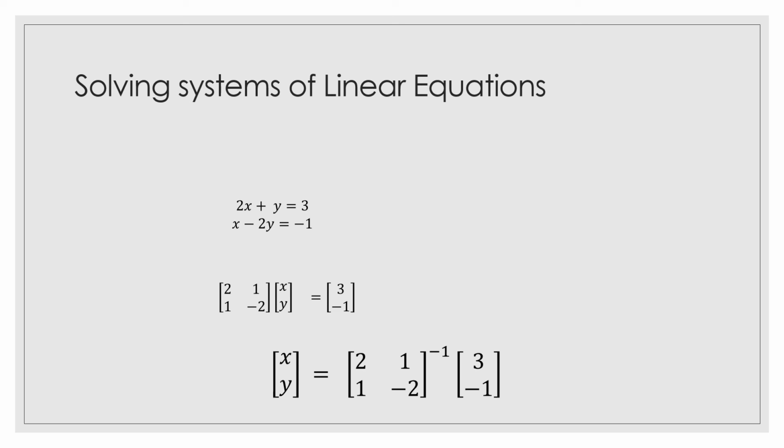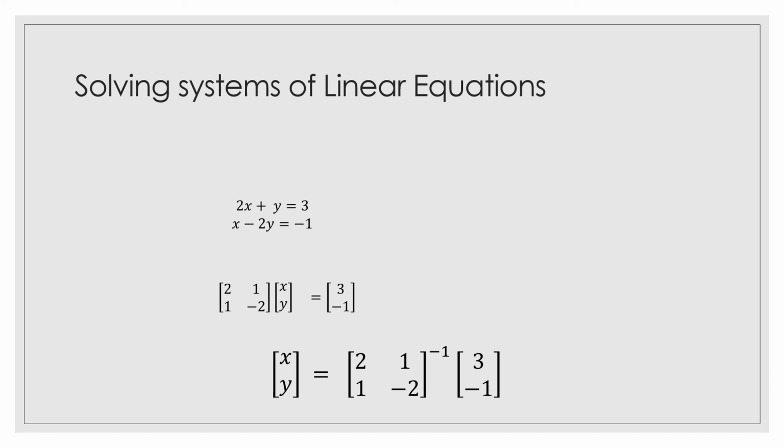If you are trying to solve a system of linear equations, say a system in two unknowns, two variables x and y, which is 2x plus y equal to 3 and x minus 2y equal to negative 1, we can consider two matrices. One is the coefficient matrix 2 1 1 negative 2 and the unknown as the column matrix x y. The product of those two must be the constant matrix 3 negative 1.